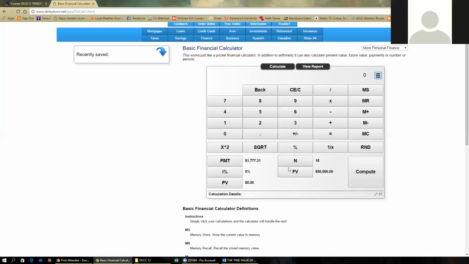18, 5% interest, compute future value. Yep, I'll have pretty much $50,000. So that's a good way to check when you just feel like, I don't know if that looks right. So those are the 4 things you got to do. You're either going to find the future value or the present value, and either for a lump sum or an amount you're going to do every year, annually.